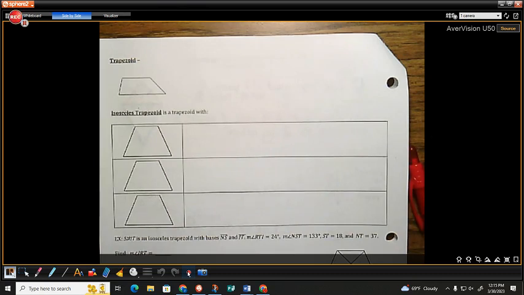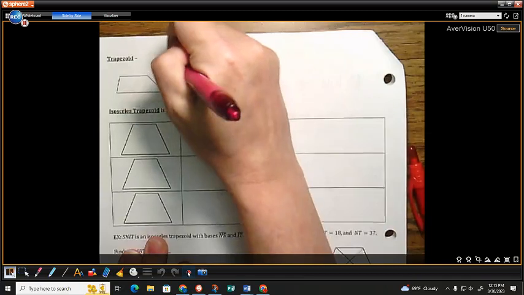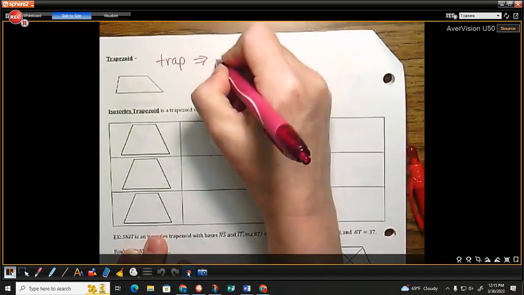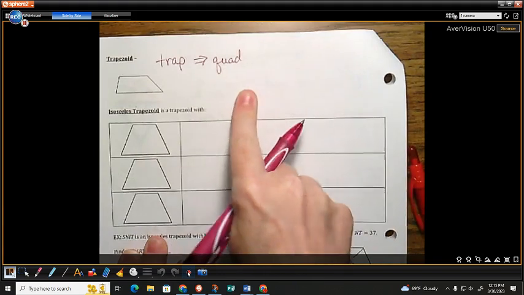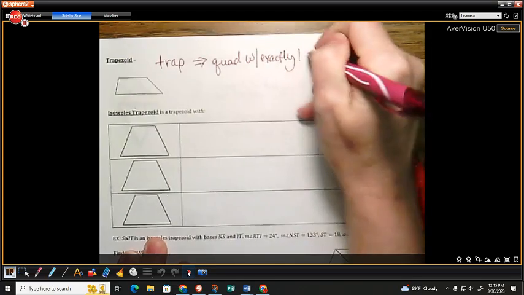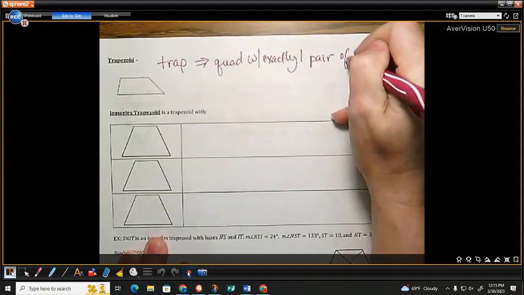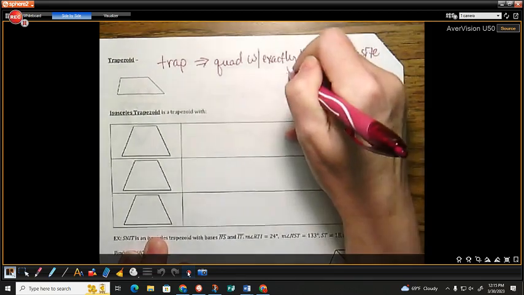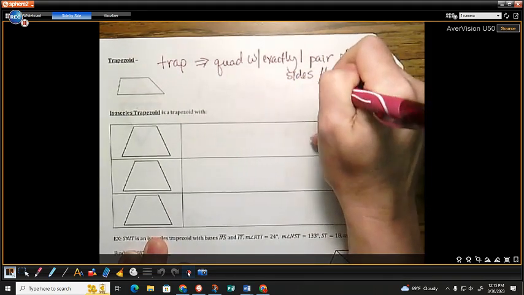No more. So parallelograms had 2 sets of sides parallel. Kites have no sides parallel. Guess what trapezoids do? Just 1 set of parallel sides. So your trapezoid, it's a trap, implies that you have a quadrilateral, you've always got to say it's a quadrilateral, with exactly 1 pair of opposite sides that are parallel. Only 1 set.